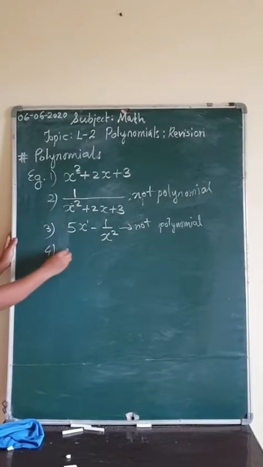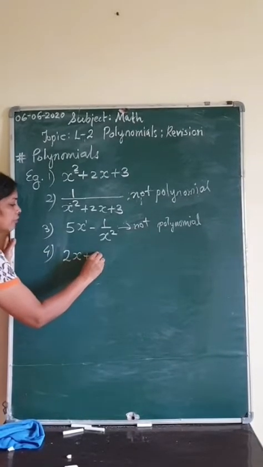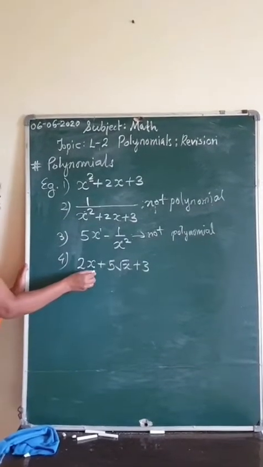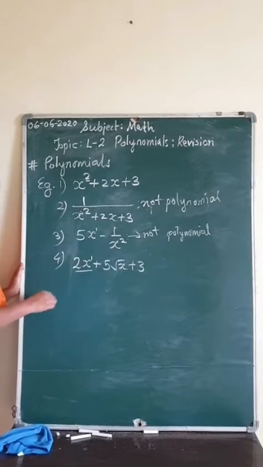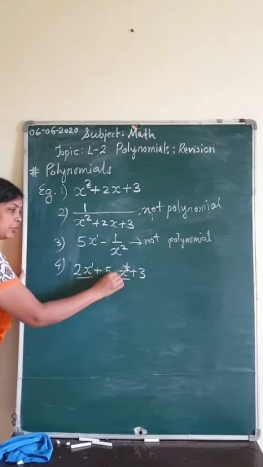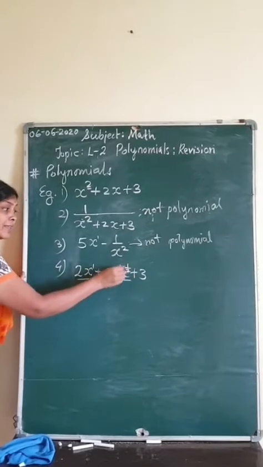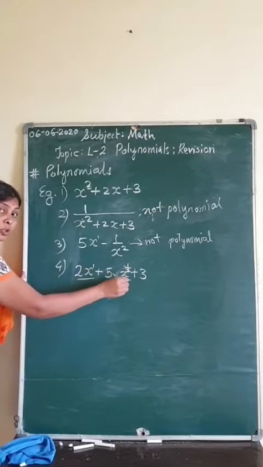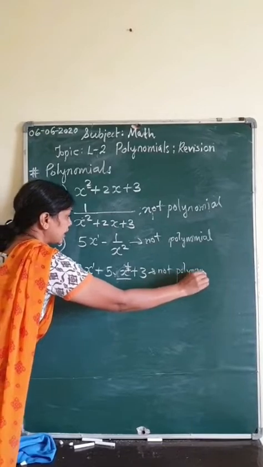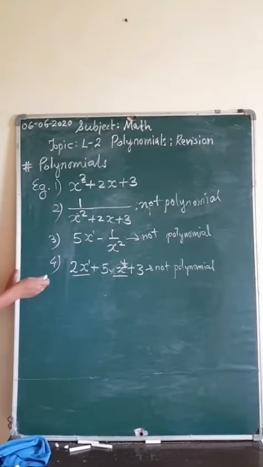Fourth example. Suppose we have an expression like 2x plus 5 root x plus 3. In this expression, the term variable x has power 1. But in this term, variable x has power 1 upon 2. Square root means power 1 upon 2. So this power is less than 1, so this is also not a polynomial. So from this, what we can say is a polynomial is an expression where the power of the variable should be 0 or more than 0.